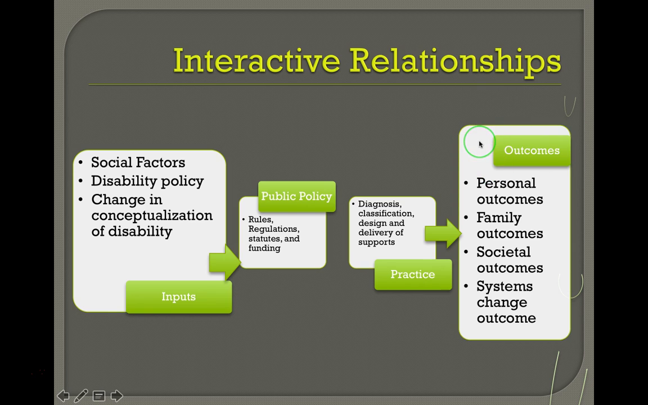And then here we have outcomes. This is what we're looking for. This is why we do all of this. We look at this at a personal, family, societal, and overall systems change outcome level, which we'll talk about.